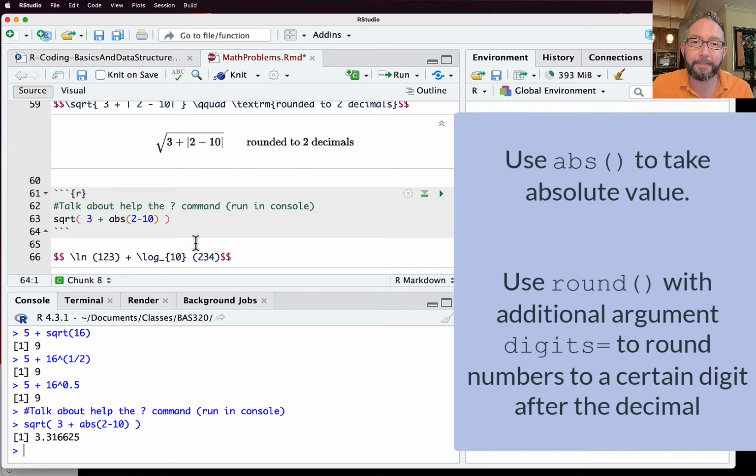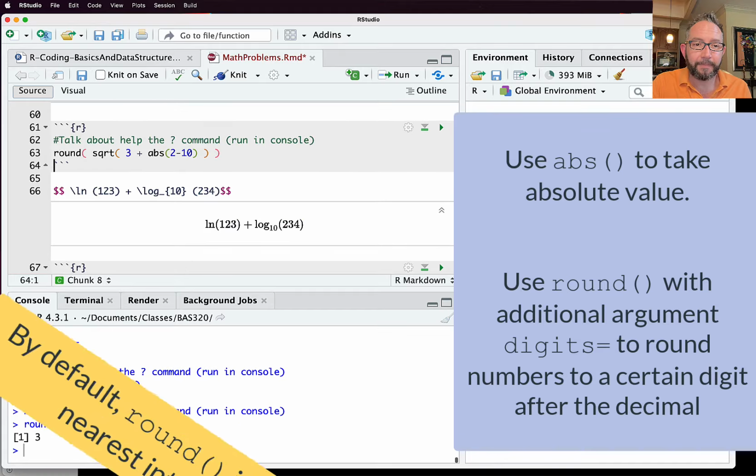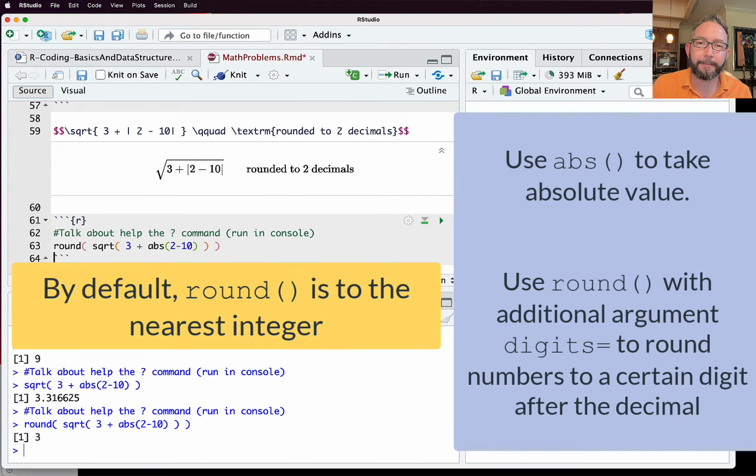And you might be a lucky guesser and say, well, why don't I use the round function? That could be something that R knows about. And you'd be right. So if we put this inside the round function, it's going to go and round this expression to a certain number of digits. Let's just run this as is, and it rounds to 3.